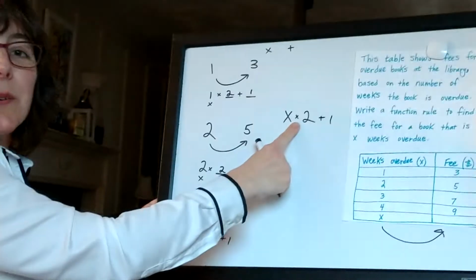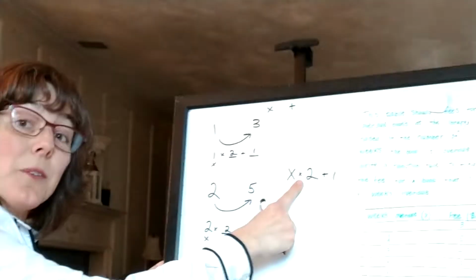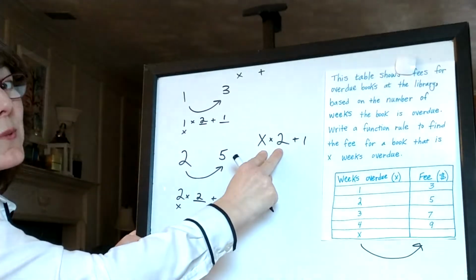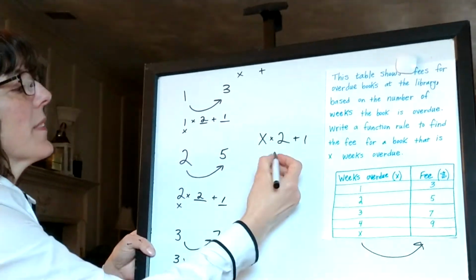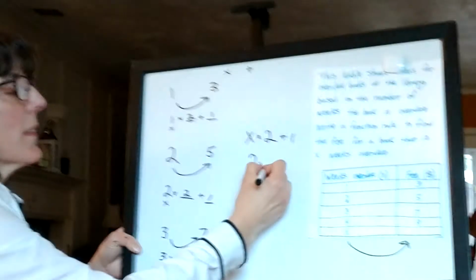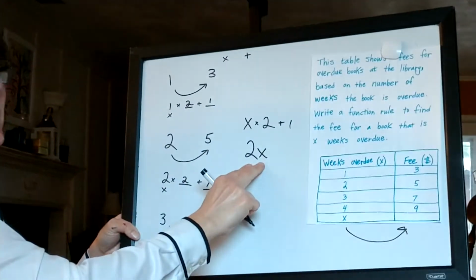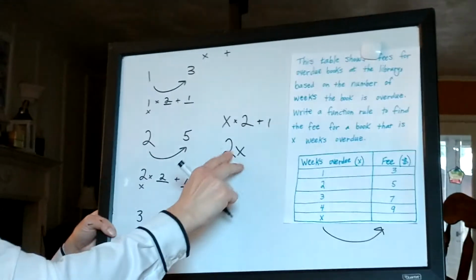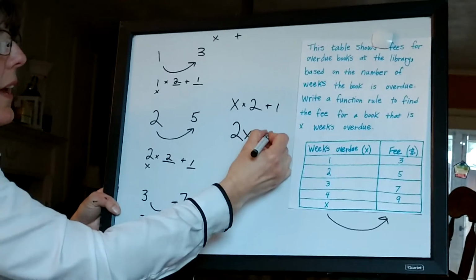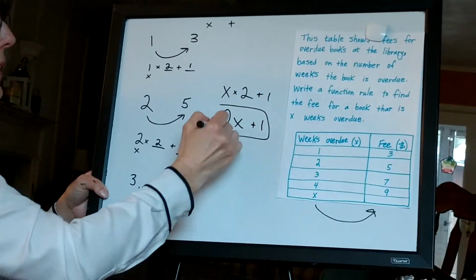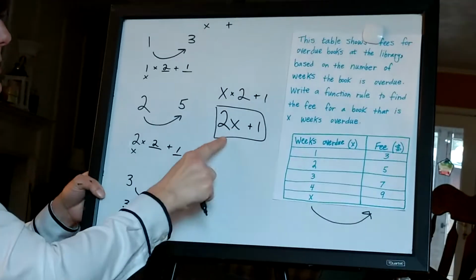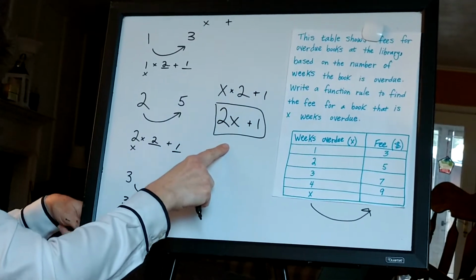But we know now we don't use an x for multiply, do we? So how else can I write x times 2? This means x times 2, and then we add the 1 at the end. So there is our function rule to find the fee for overdue books.